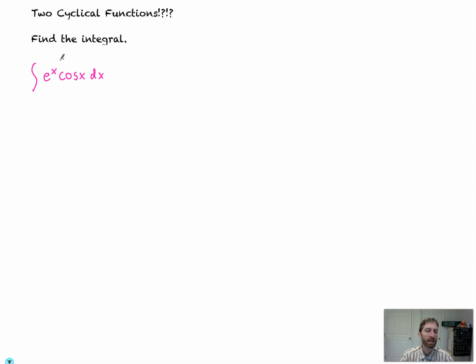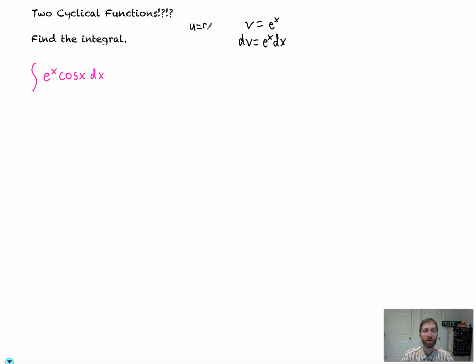Now in this case, it does not matter which function you use as u and which as dv, but I'm going to give a suggestion. The easier function to differentiate and the easier function to integrate should be u and dv respectively. So I think it's easier to integrate e to the x than it is cosine x. Therefore, dv is going to be equal to e to the x dx. It's okay if you pick cosine x dx as dv. That's fine. v will be e to the x.